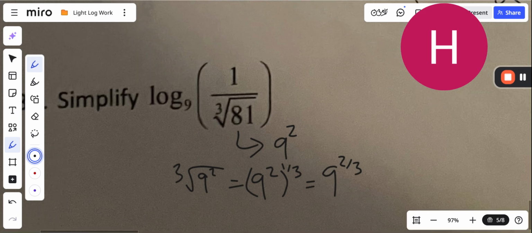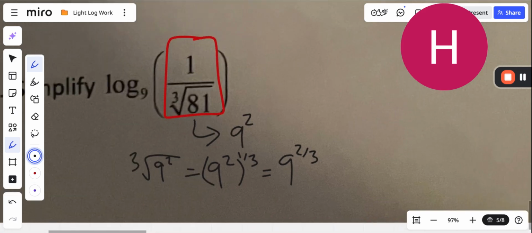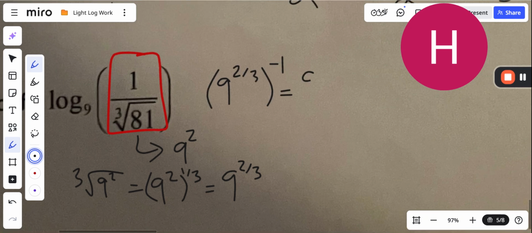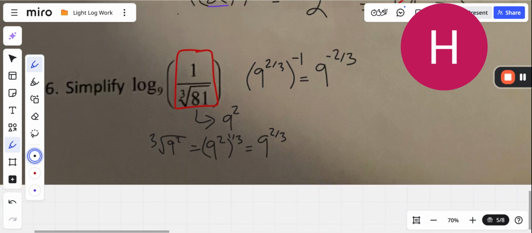But also this entire expression is in the denominator. So I have to do something to the power because of that as well. This is basically 9 to the 2/3, but to the negative 1 power because it's in the denominator. Or in other words, 9 to the negative 2/3. Great. Now this expression, therefore, is the same as log base 9 of 9 to the negative 2/3 power.